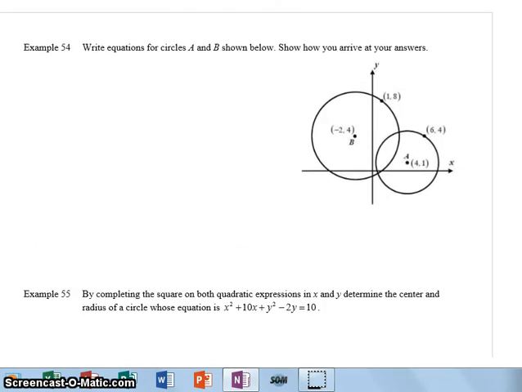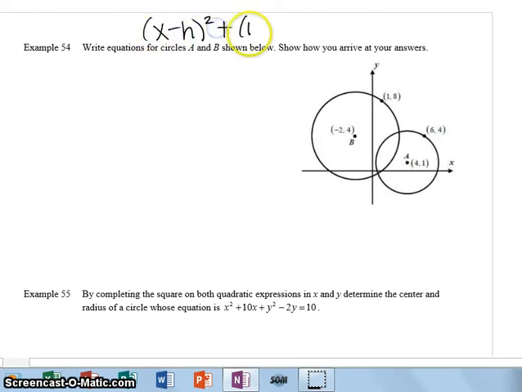Example 54. Write the equation for circles A and B shown below. Show how you arrive at your answers. Okay, now don't forget, it's x minus the h quantity squared plus y minus the k quantity squared equals radius squared. All right, so now you have to do your distance formula, okay? But I talked about having Pythagorean theorem as an option. So if you're going to do distance formula, just do the distance, x minus x quantity squared plus y minus y quantity squared underneath the square root.